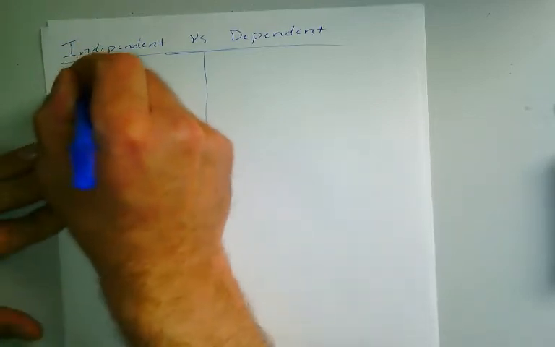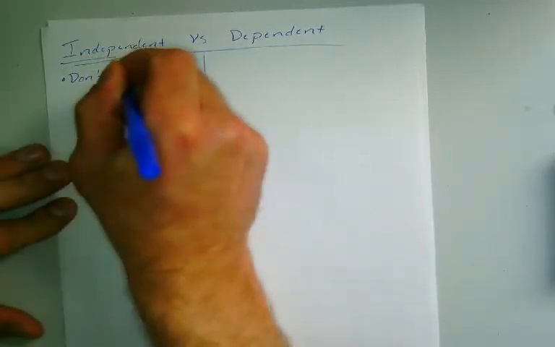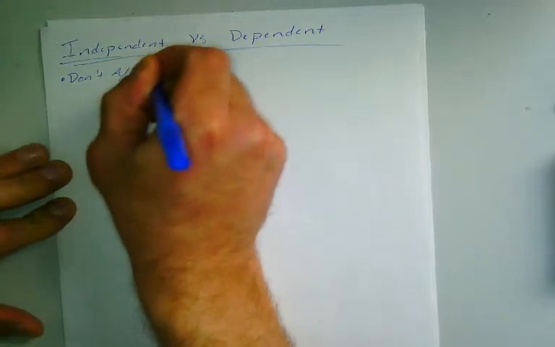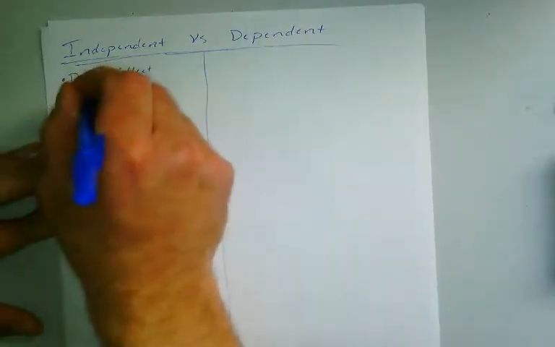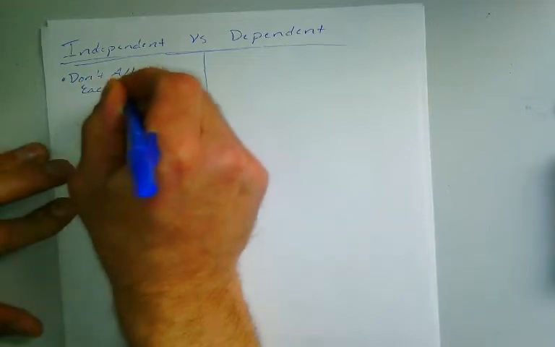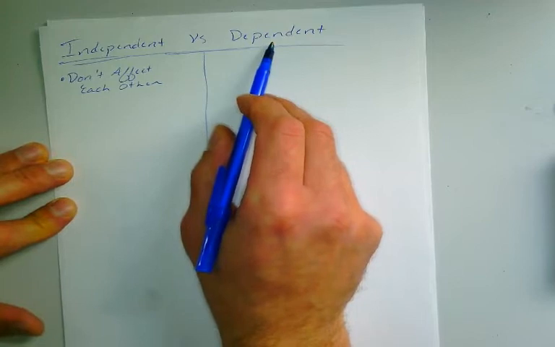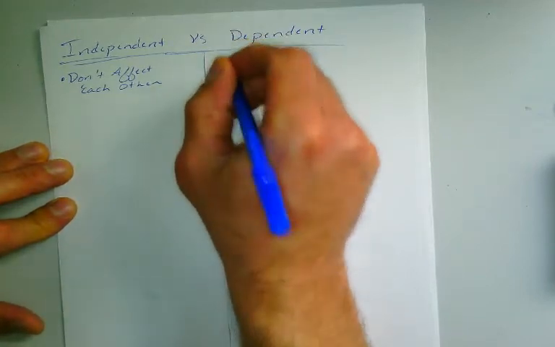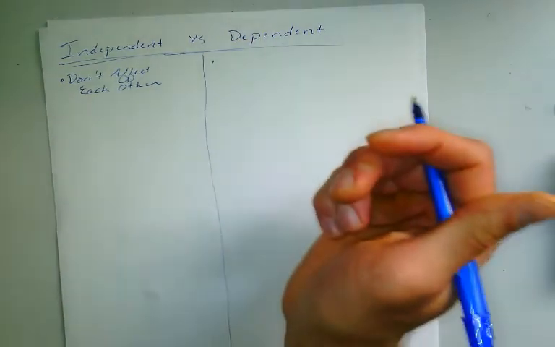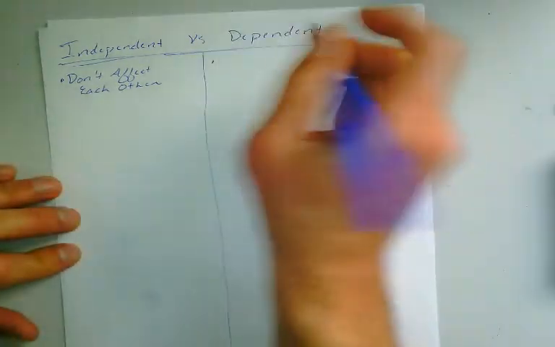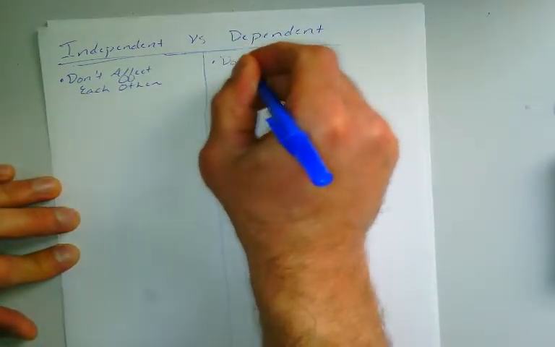Independent events don't affect each other. Vice versa, dependent events do affect each other. So the probability of the second event is impacted by the first event.